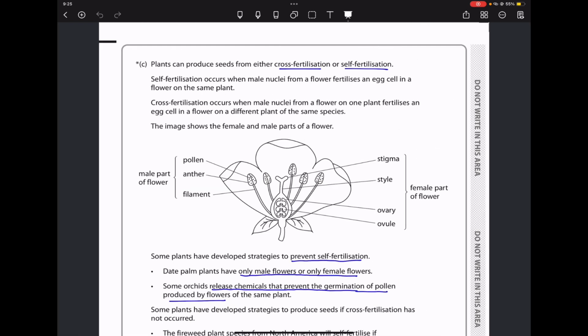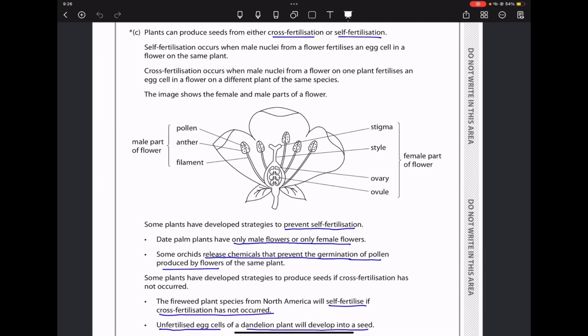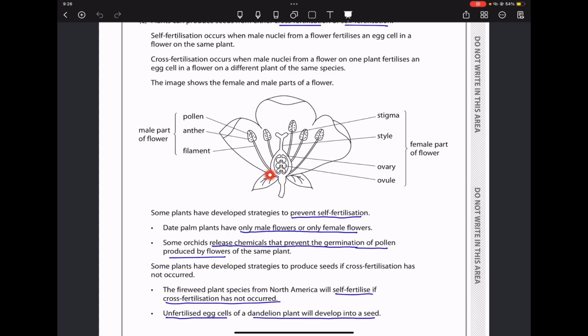In part C, plants can produce seeds from either cross-fertilization or self-fertilization. Self-fertilization occurs when male nuclei from a flower fertilize an egg cell in a flower on the same plant. Cross-fertilization occurs when male nuclei from a flower on one plant fertilize an egg cell in a flower of a different plant of the same species. The image shows the female and male parts of a flower. So, of course, this is what we have.